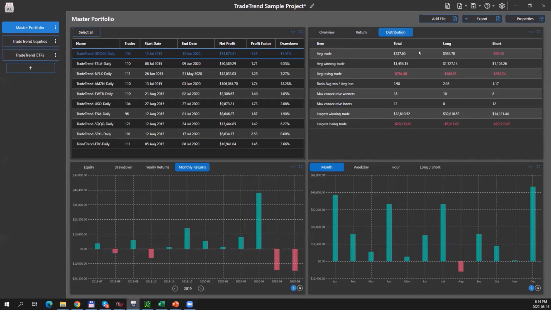For example, the average trade size or the average trade gained $337. The average winning trade was $1,453, whereas the average losing trade was $764. You can see the ratios of winners versus losers. How many consecutive winners did I have? Consecutive losers, and so forth.